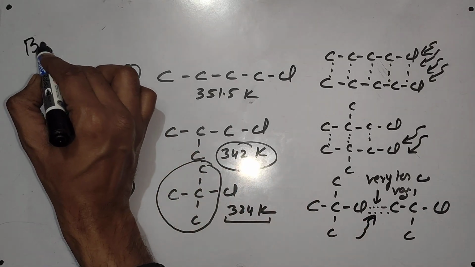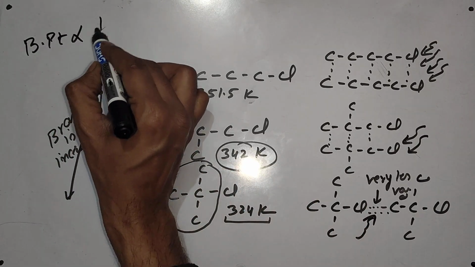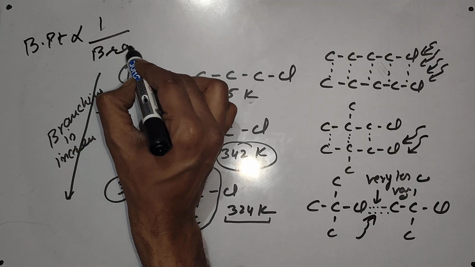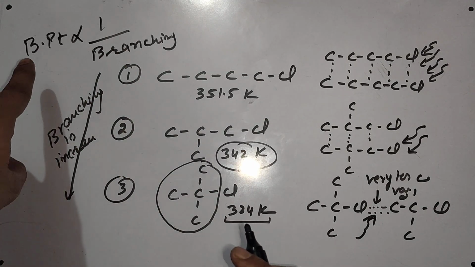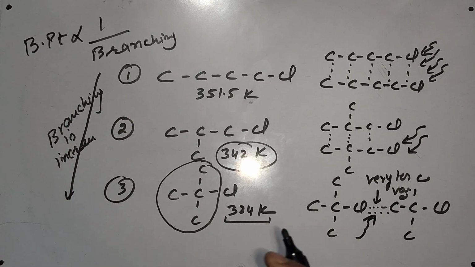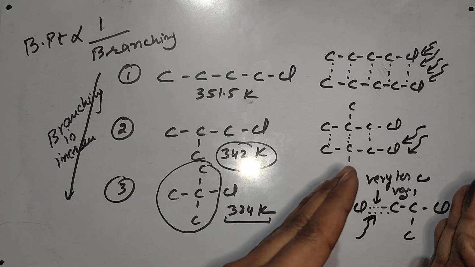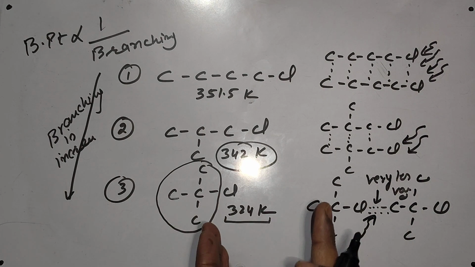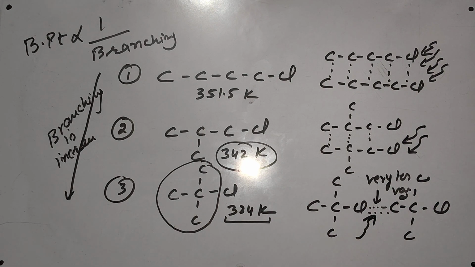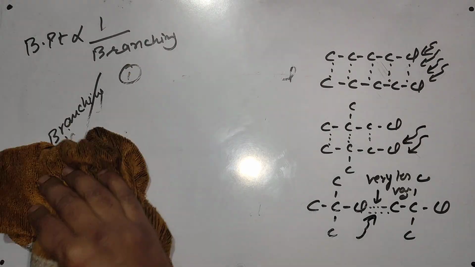So this is the reason, and we can make one relation: boiling point is inversely proportional to branching. More branching, less boiling point. Less branching, more boiling point. Reason: with branching, the surface areas decrease, due to which the van der Waals force of attraction between particles will decrease. Next trend, let's try to understand.